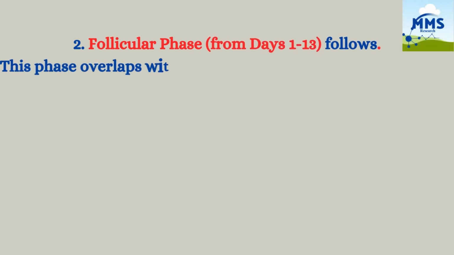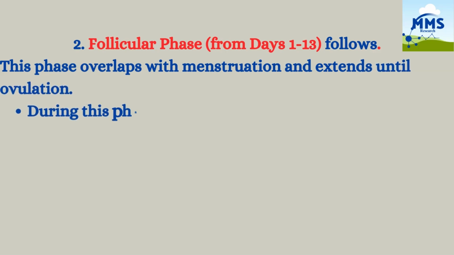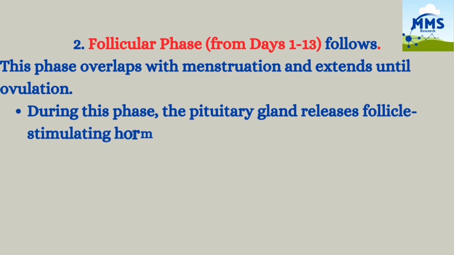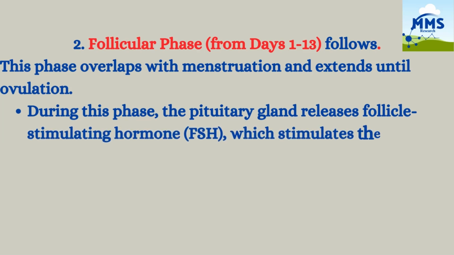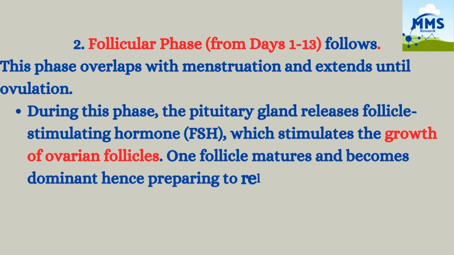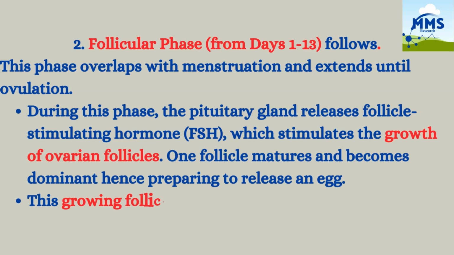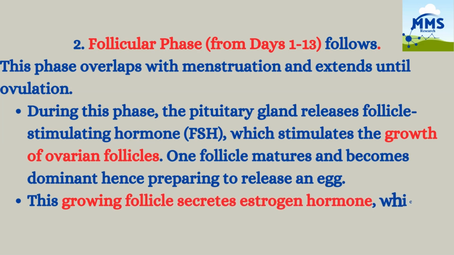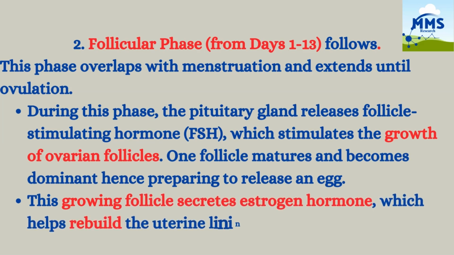2. Follicular phase, from days 1 to 13, follows. This phase overlaps with menstruation and extends until ovulation. During this phase, the pituitary gland releases follicle-stimulating hormone, FSH, which stimulates the growth of ovarian follicles. One follicle matures and becomes dominant, hence preparing to release an egg. This growing follicle secretes estrogen hormone, which helps rebuild the uterine lining.